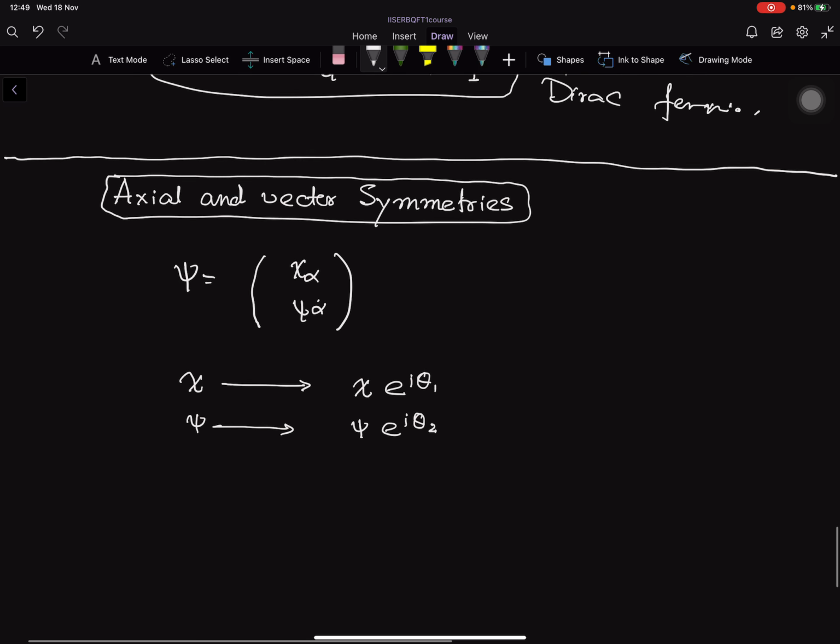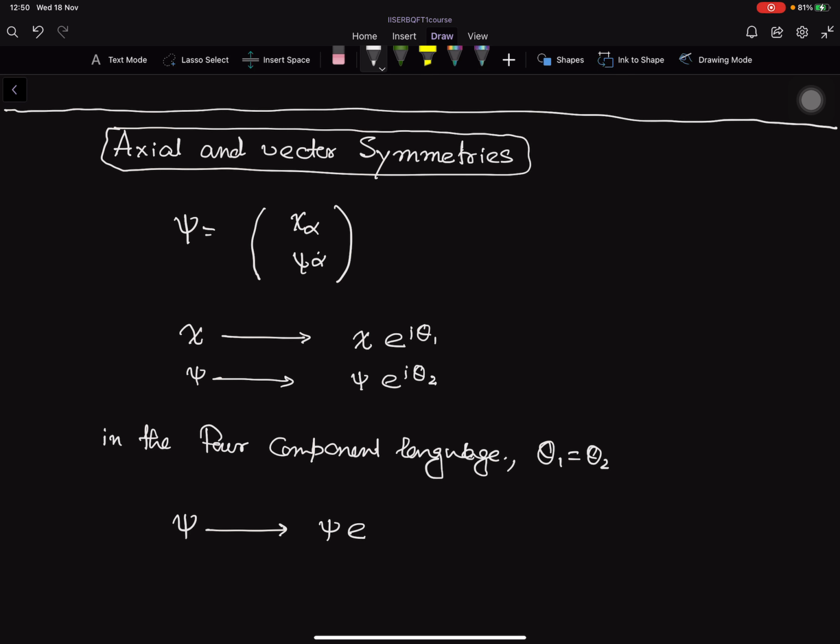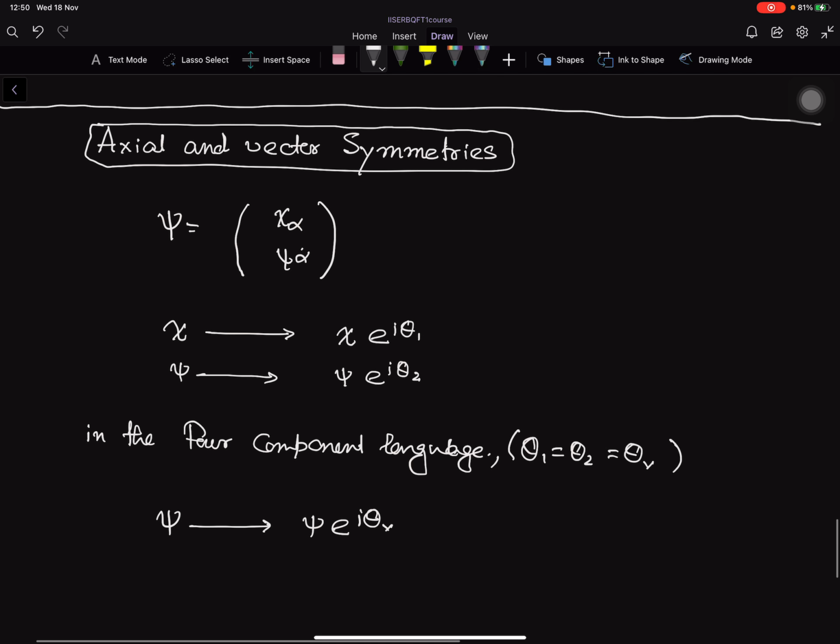So this was a phase rotation in the two-component language. Now in the four-component language, there is again a two-parameter rotation. One choice is if theta 1 is equal to theta 2, then psi just goes to this, and this is called vector rotation.